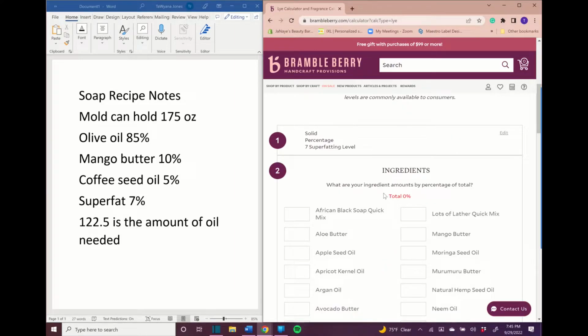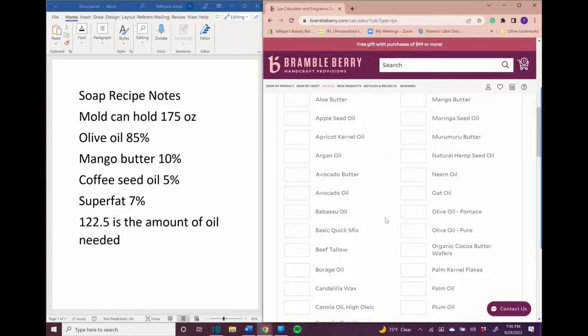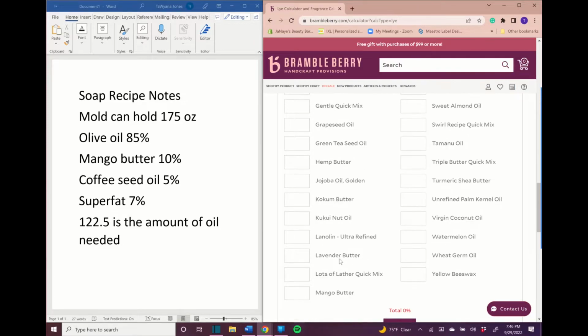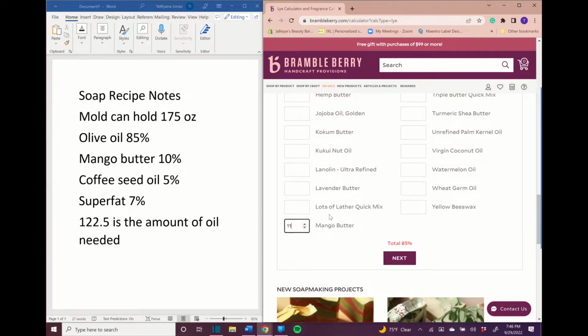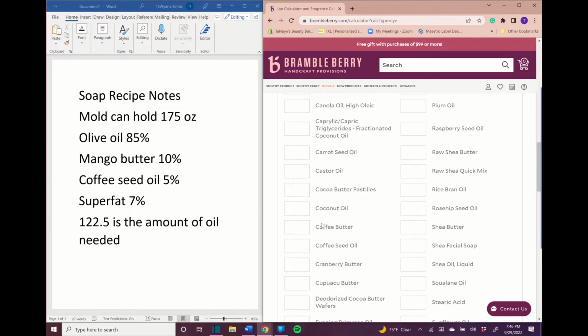Let's hit next. So right here, this is going to let you know, as I was saying, make sure you guys have 100% for your oils. This is going to let you know if you're at 100% or not. So I'm going to go down here to olive oil. I'm going to do 85. I'm going to find mango butter, and I'm going to do 10. And then I'm going to find coffee seed oil, and that is 5.